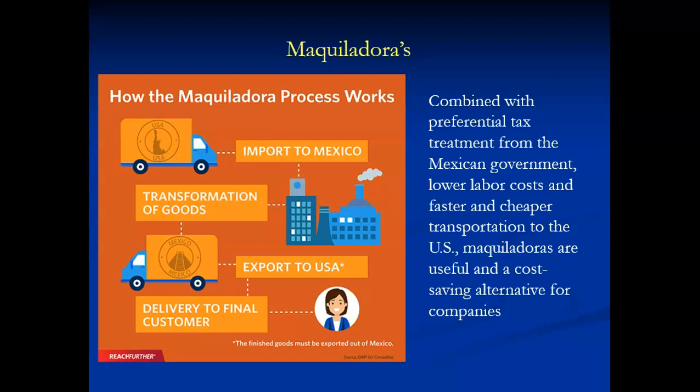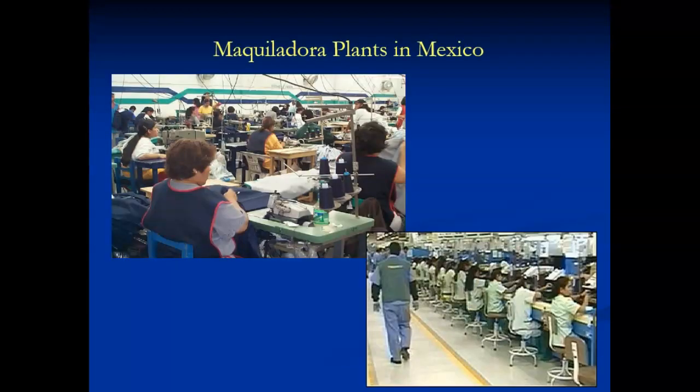Okay, so companies do this, again, why? Because it reduces their cost and then increases their potential for profit. Okay, so a couple of images of maquiladora plants in Mexico.